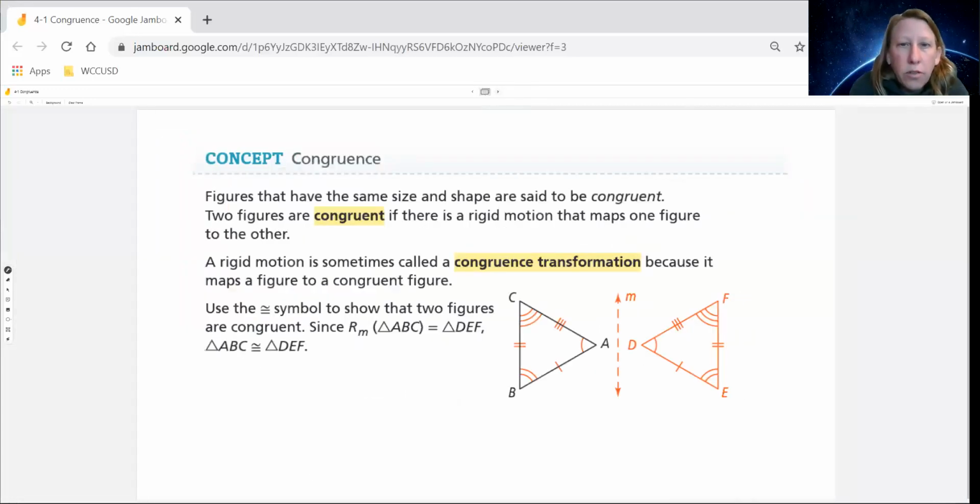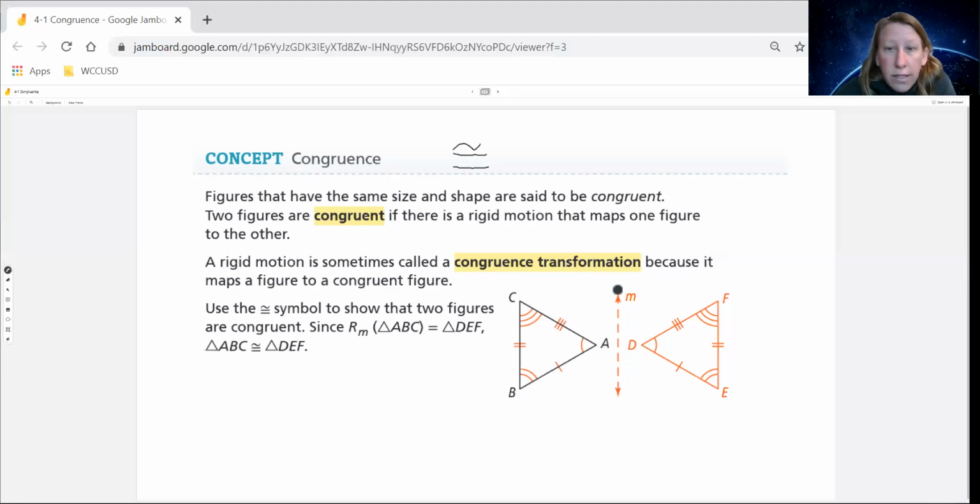Another way to talk about congruence and sort of prove that two shapes are congruent is if you can take your shape and transform it through a rigid motion to get it to match up on the new shape. So another way to think about congruence is that you take your shape and you do something to it. You reflect it, or you rotate it, or you translate it and get it to match up on top of the other one.